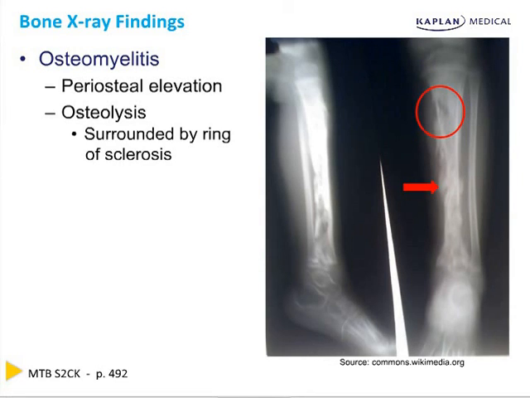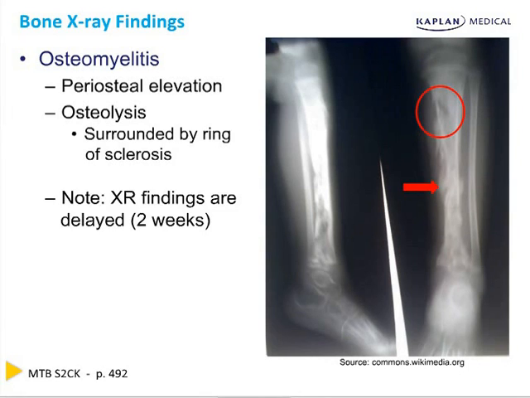which is called sclerosis. While you would never be expected to diagnose osteomyelitis on an MRI, it should be noted that X-ray changes are delayed about 2 weeks after the onset of osteomyelitis, and an MRI can pick it up a little earlier. This is a nitpicky point, but one that theoretically could be tested.